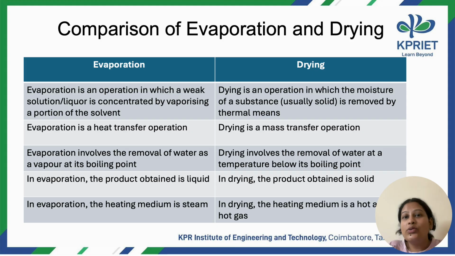On the other hand, it is not like that for drying. There is no boiling point in drying. It just happens by thermal means. And as I said, evaporation basically falls into heat transfer operation, whereas drying falls into mass transfer operation. In evaporation the product obtained is mostly a liquid, whereas for drying it is actually a solid. Mostly for drying we consider only solid material.